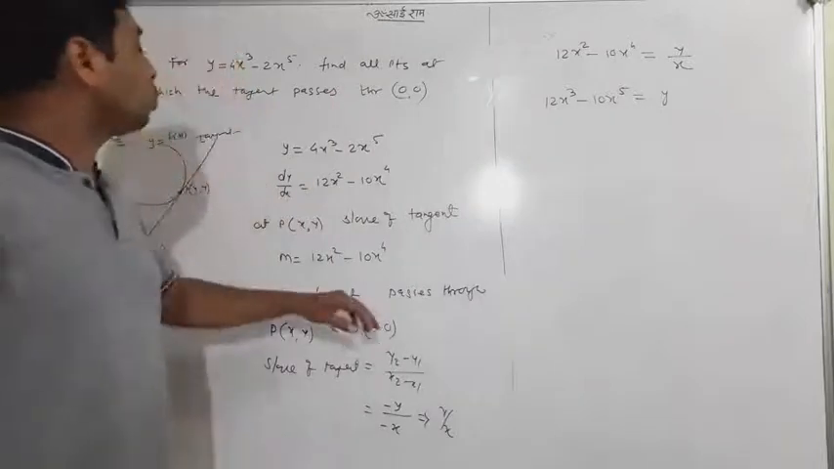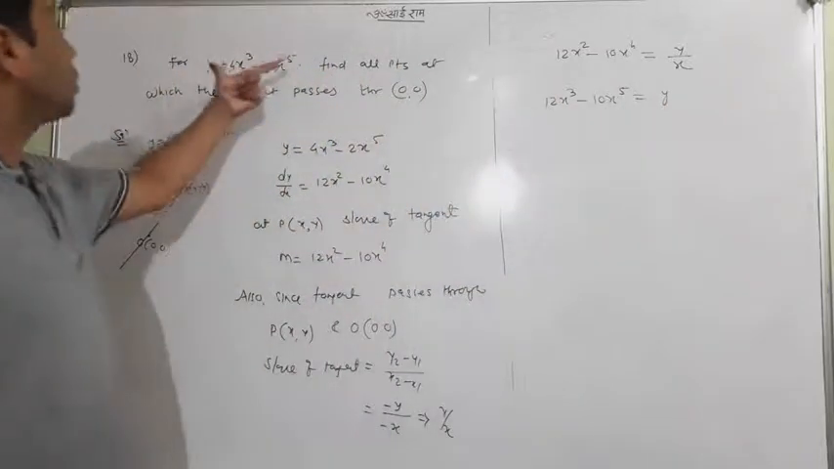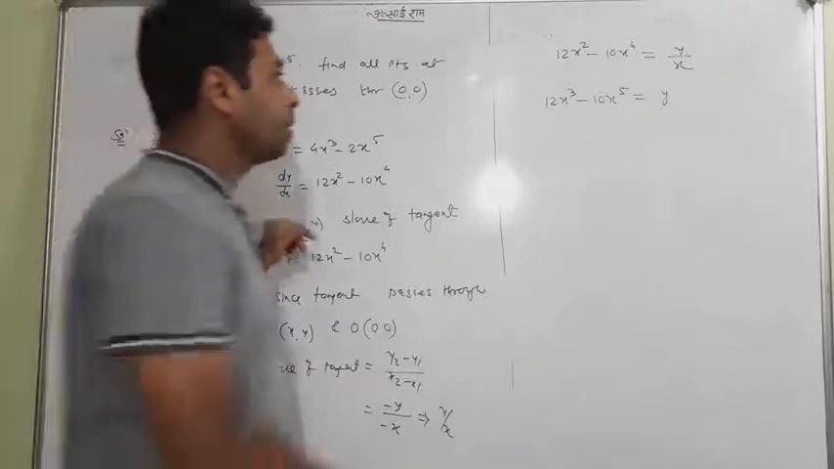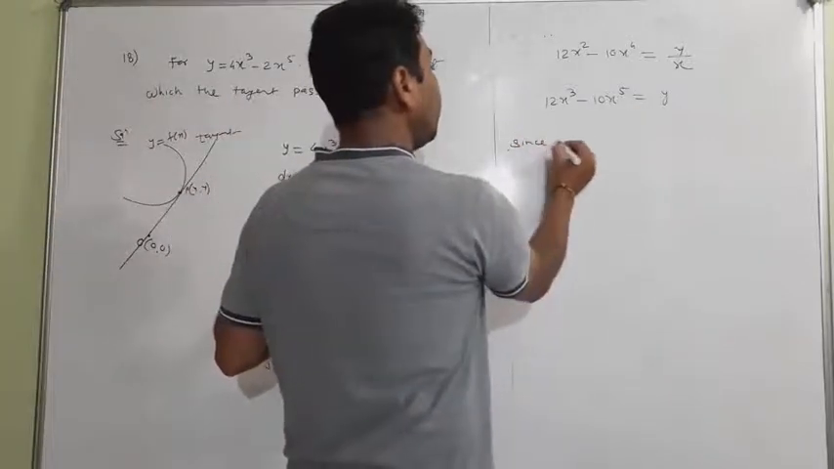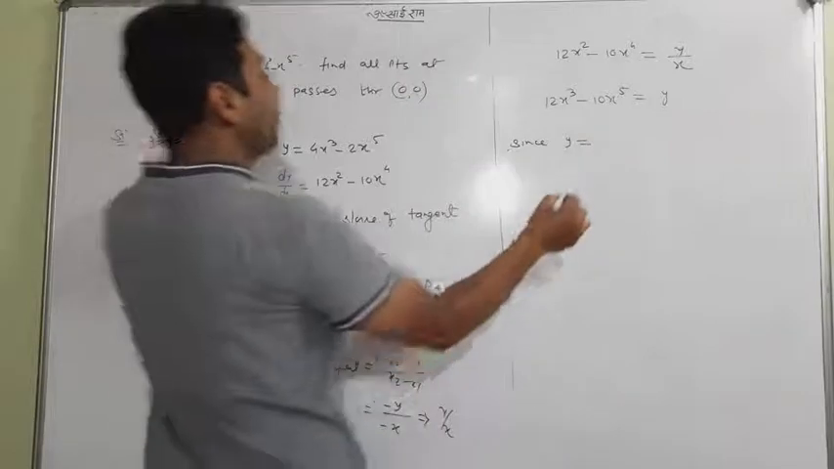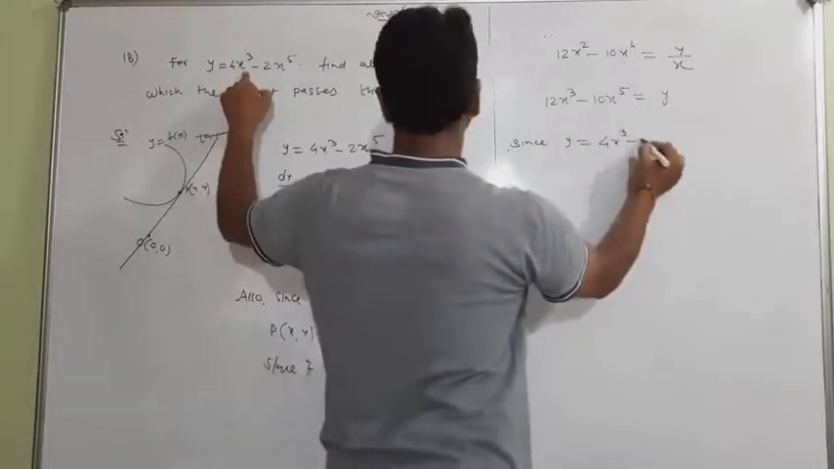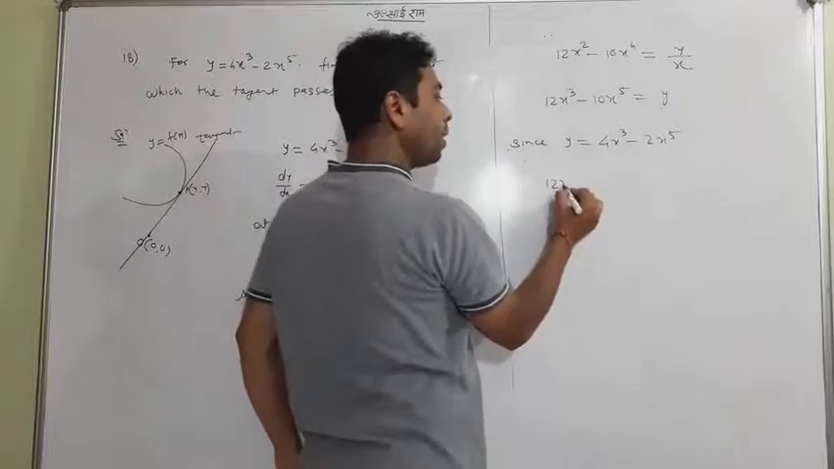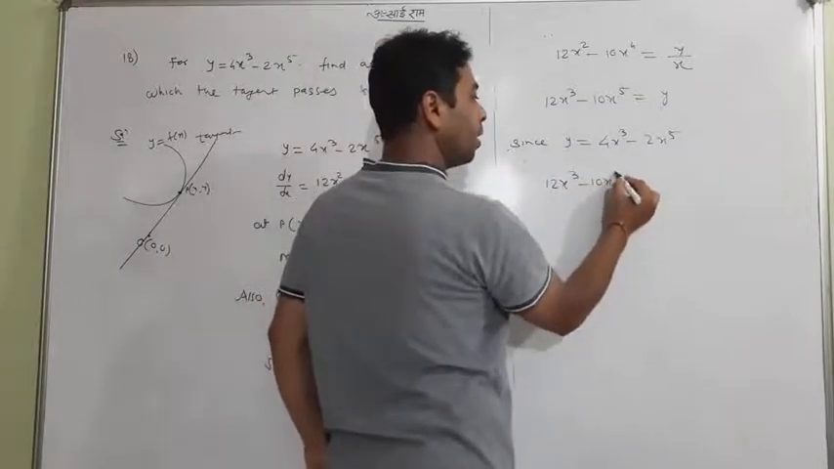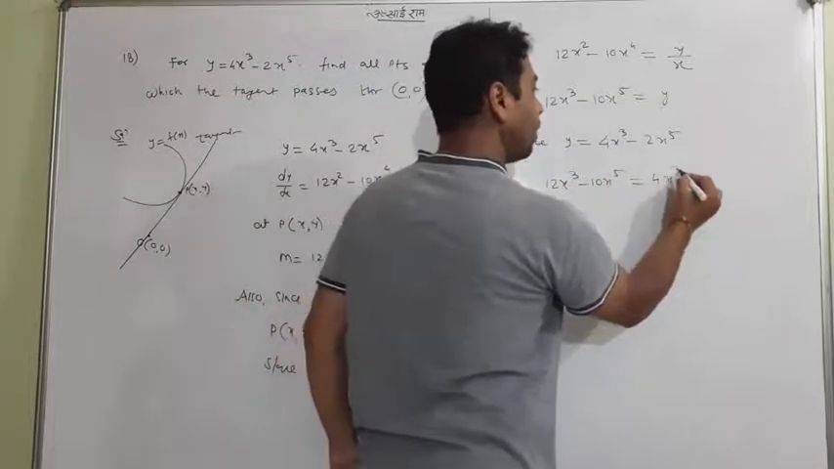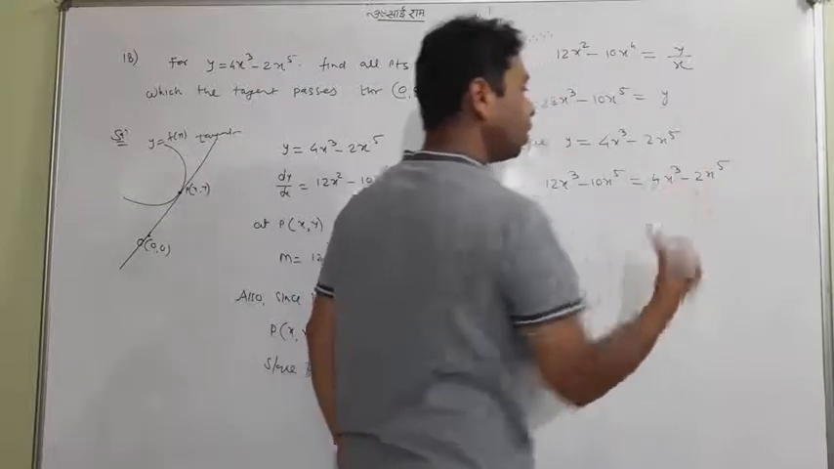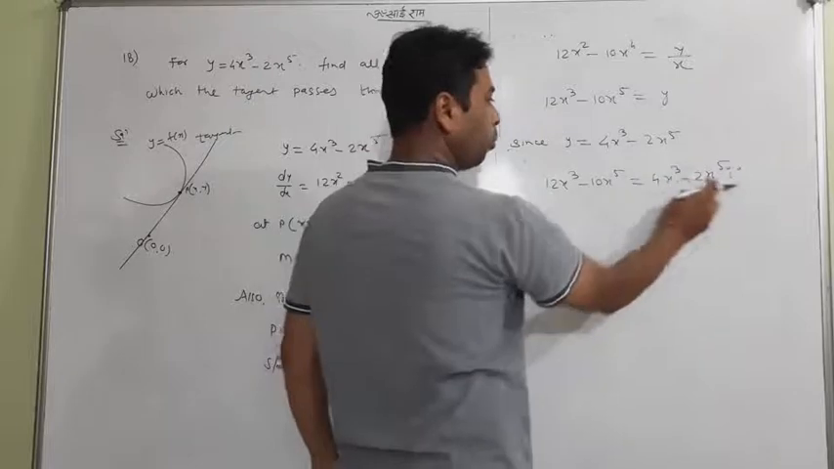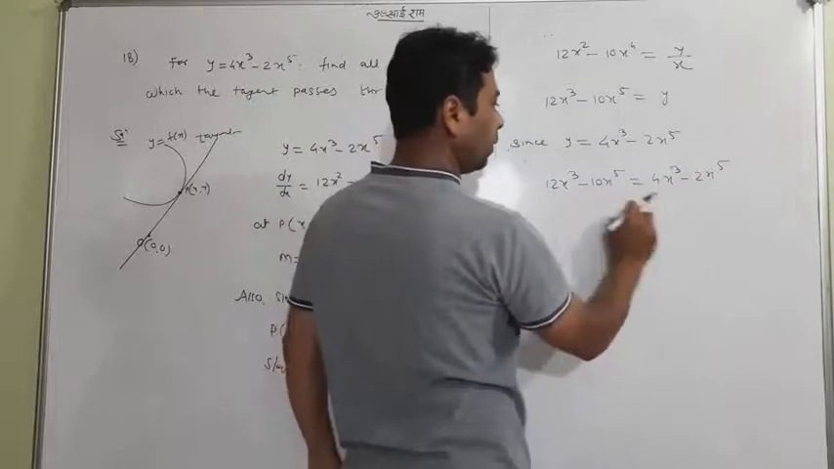And I just want to take y equal to this one because I want to find the value of x and y. So I want to compare. Since y is equal to 4x³ minus 2x⁵, I can compare these two and try to find the value of x and y this way. So do the transfer.